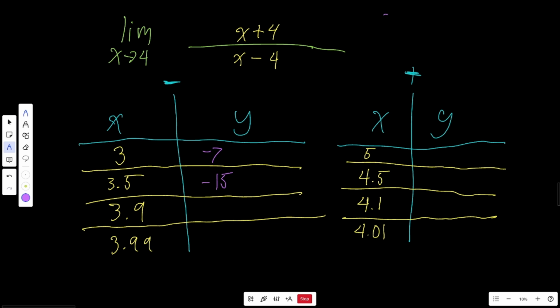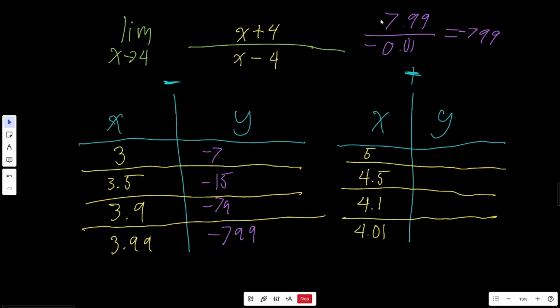Alright, now how about 3.9. 3.9 would get us 7.9 over negative 0.1, and this is basically going to be negative 79 rather. If I made a mistake here, I'm so sorry. I'm not the best with decimals, but I don't have a calculator at the moment, so bear with me. Again, this is just to show you the process anyway. And 3.99 will get another 9 here, but instead 0.01, and this becomes negative 799.